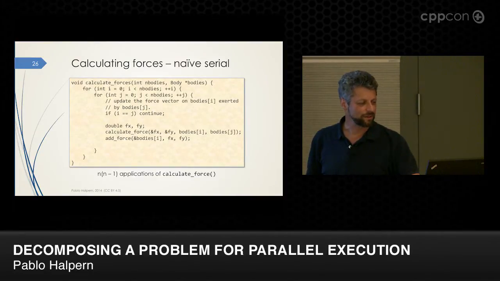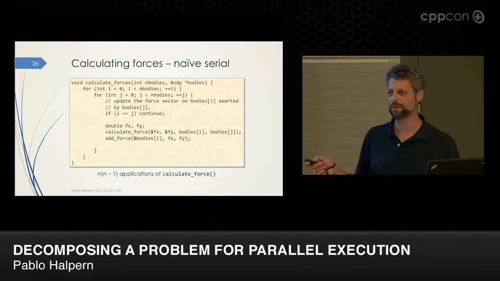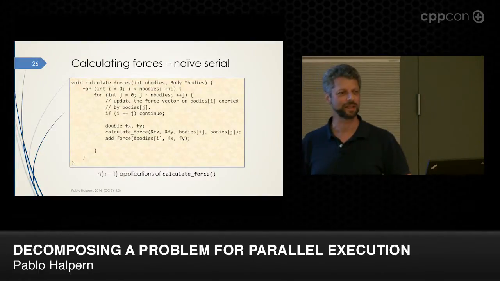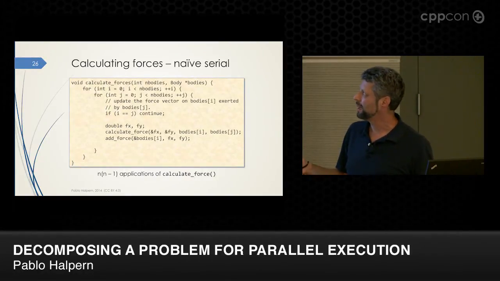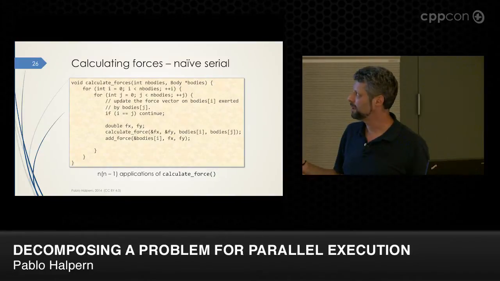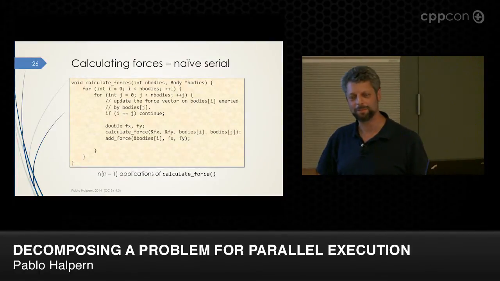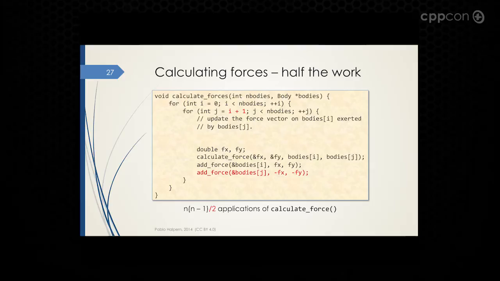So very good. But there's something kind of silly about this. If you know the physics, you know that for every action there's an equal and opposite reaction, right? We calculate the force that body J is exerting on body I and adding it here. But that same force is being exerted by body I on body J. So why are we computing it for I here, and then sometime later we're going to compute it for the opposite one? So here's a better implementation.